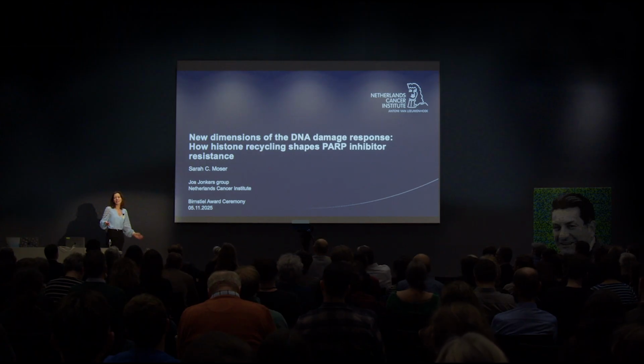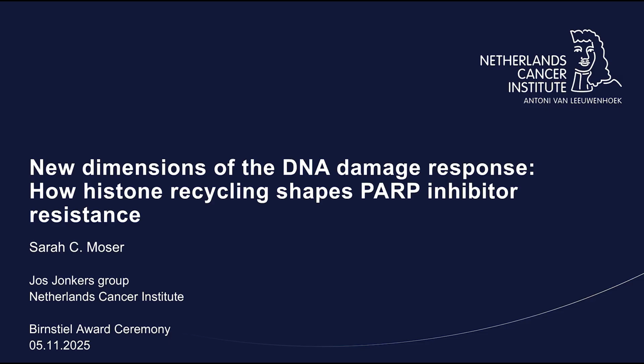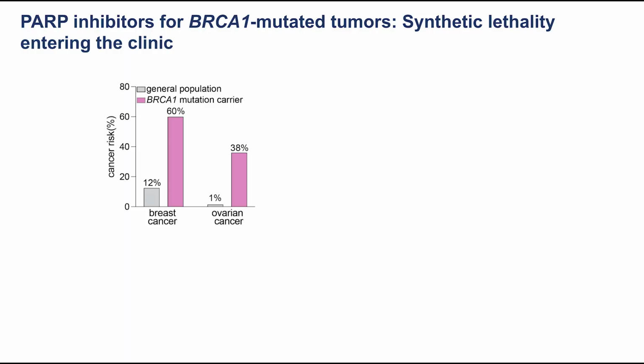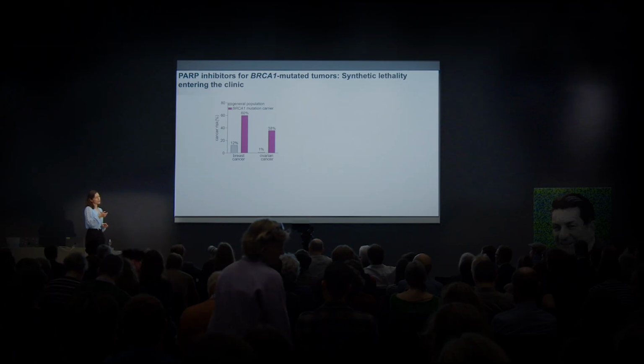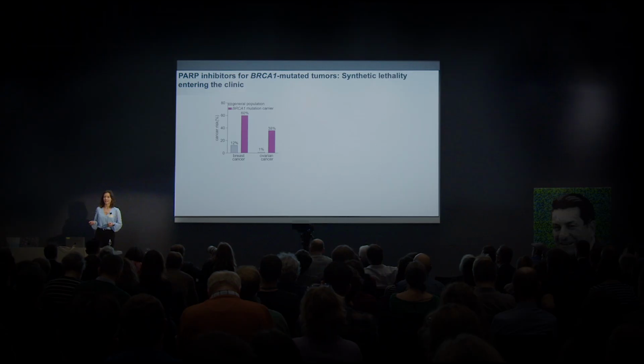And I'm very excited to present to you today part of my PhD journey at the Netherlands Cancer Institute, where we stumbled upon quite an unexpected mechanism of action of PARP inhibitors. I would just like to start off by mentioning that PARP inhibitors are nowadays used in the clinic for BRCA1 mutated tumors. These mutations generally occur as germline mutations in women, and unfortunately, they give a very high predisposition to breast and ovarian cancer.